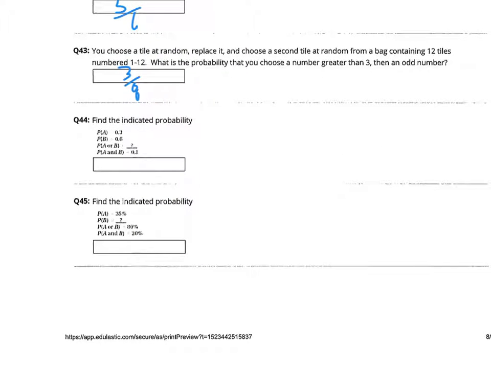44. Okay, now we're going to do a little bit of math. So what you got to do is take the A, which is 0.3, plus the B, which is 0.6, and then subtract the A and B, which is 0.1. Okay, that's how you do 44.